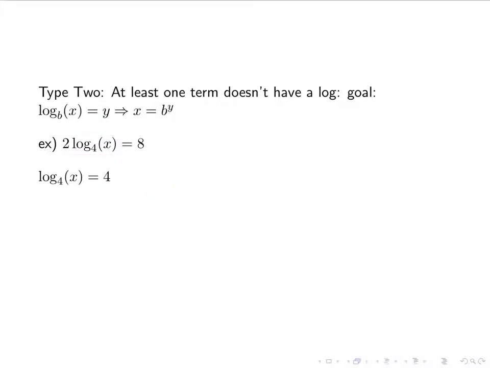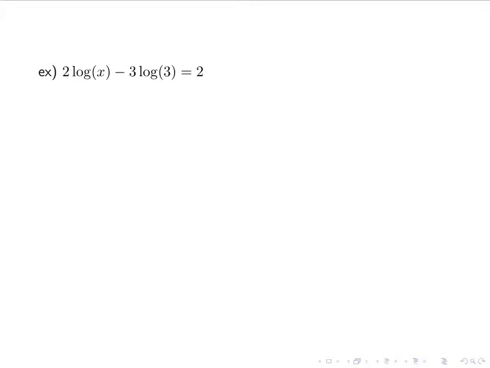So that's what we did here. We divided both sides by 2, so log base 4 of x equals 4. I'm going to change it into an exponential, and I get 4 to the 4th equals x, and that is 256. So let's try another one.